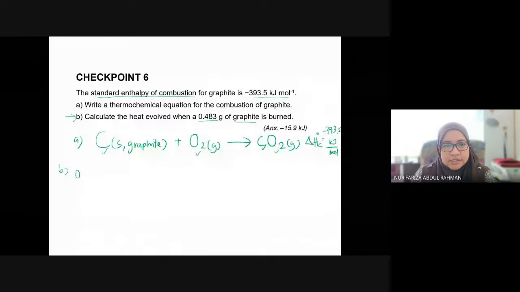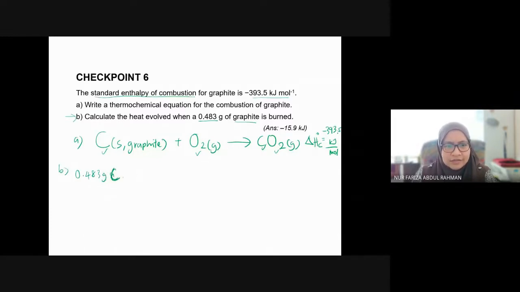From this equation, 1 mole of graphite will release negative 393.5 kilojoule. So you have 0.483 gram of graphite. How much energy will be released? How much heat will be evolved or given off? So we're going to start from the gram given. Carbon. No time to write graphite or whatsoever. Maximize your time. Quick. Maximize time. Okay, no problem.